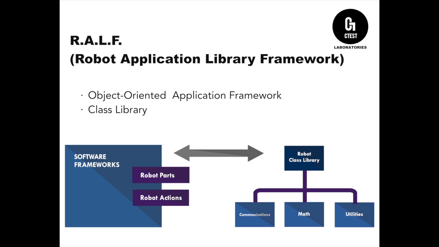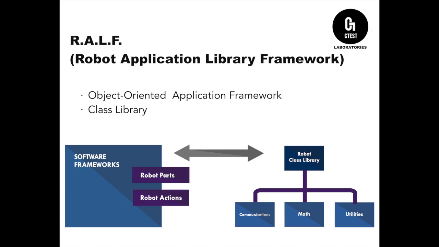So it's designed to let users who have different robot builds than what we have and have different goals than our robot has, it's designed to let those individuals use that framework and specialize it for their own purposes. So that's what's going on. So our RALPH, our Robot Application Library Framework, is really two large components. One component is an application framework, and the other component is a class library. So that's what's going on with that.